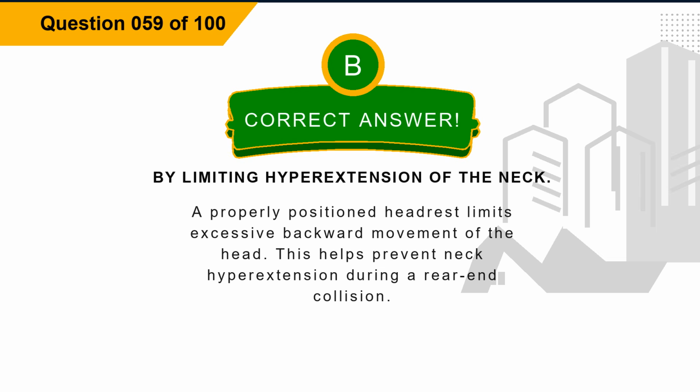The correct answer is option B, by limiting hyperextension of the neck. Explanation: a properly positioned headrest limits excessive backward movement of the head. This helps prevent neck hyperextension during a rear-end collision.